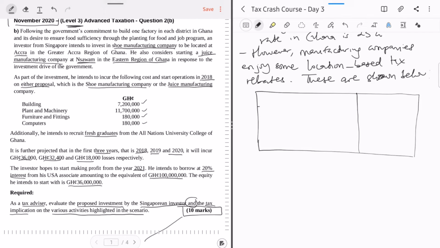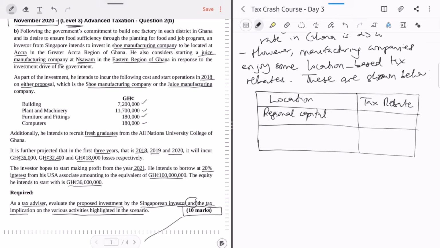Something of this sort. So let's just say location, tax rebate, right? So we say first one, let's break it into two. We say regional capital, in brackets, outside Accra and Tema, right? What's their rebate? They get a rebate of what? 25% of corporate income tax rate.